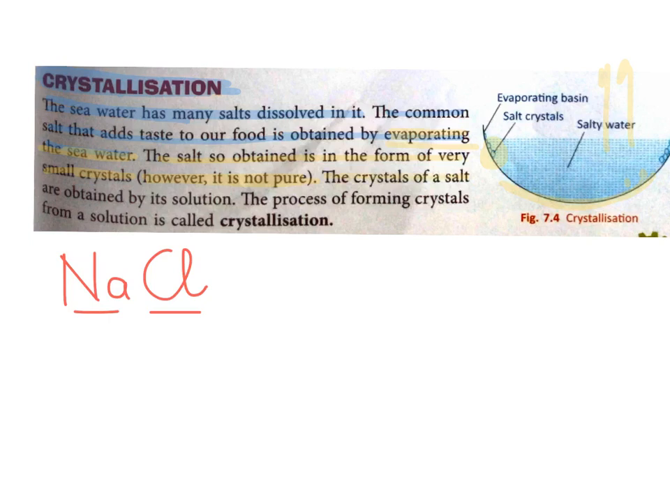The crystals of a salt are obtained from its solution. So see, this is the salt solution, and by evaporation we are obtaining the salt. So we can conclude that the crystals of a salt are obtained from its solution. The process of forming crystals from a solution is called crystallization. So when we obtain crystals of any salt from its solution, the process is called crystallization.